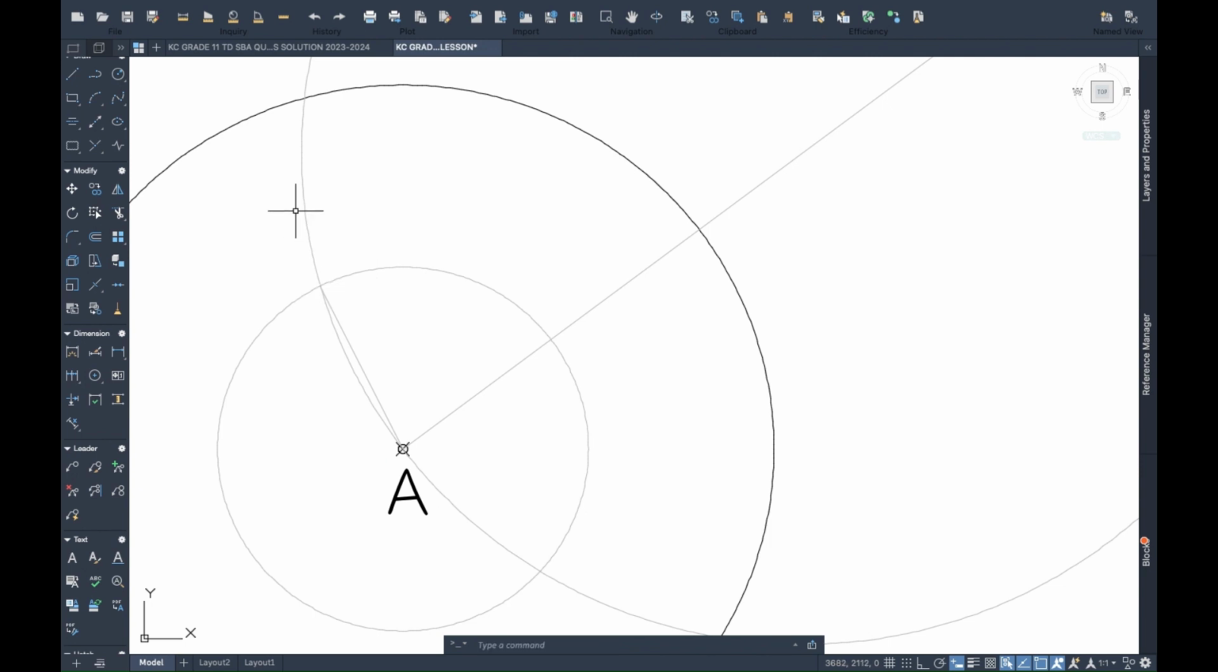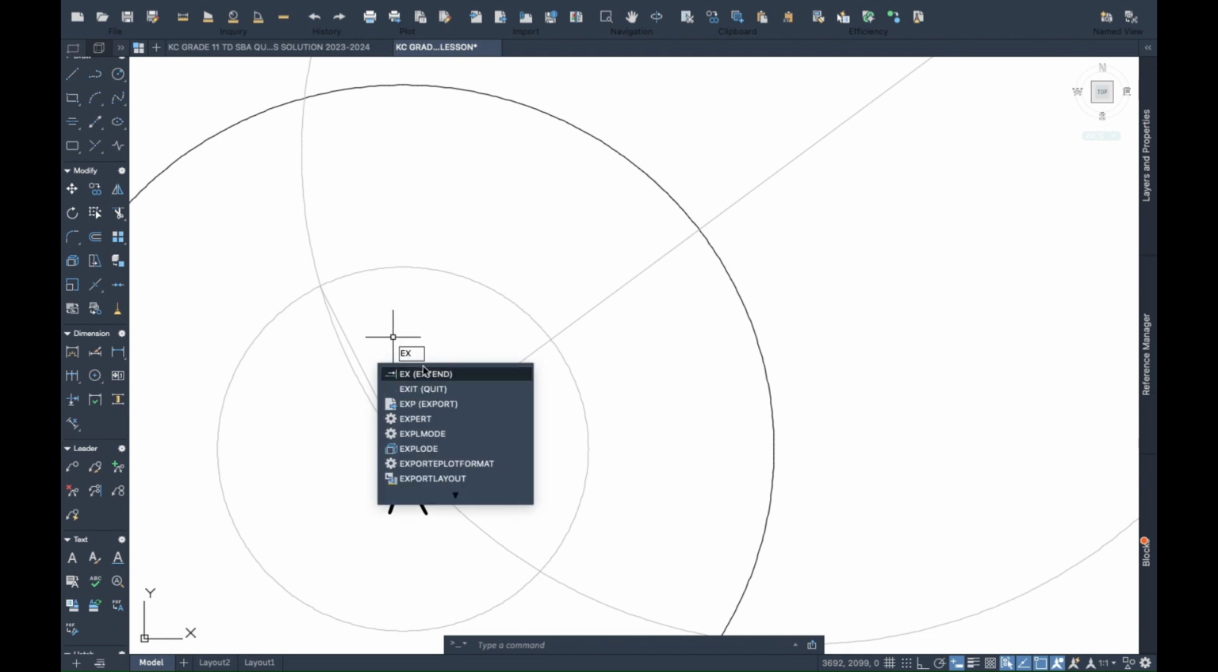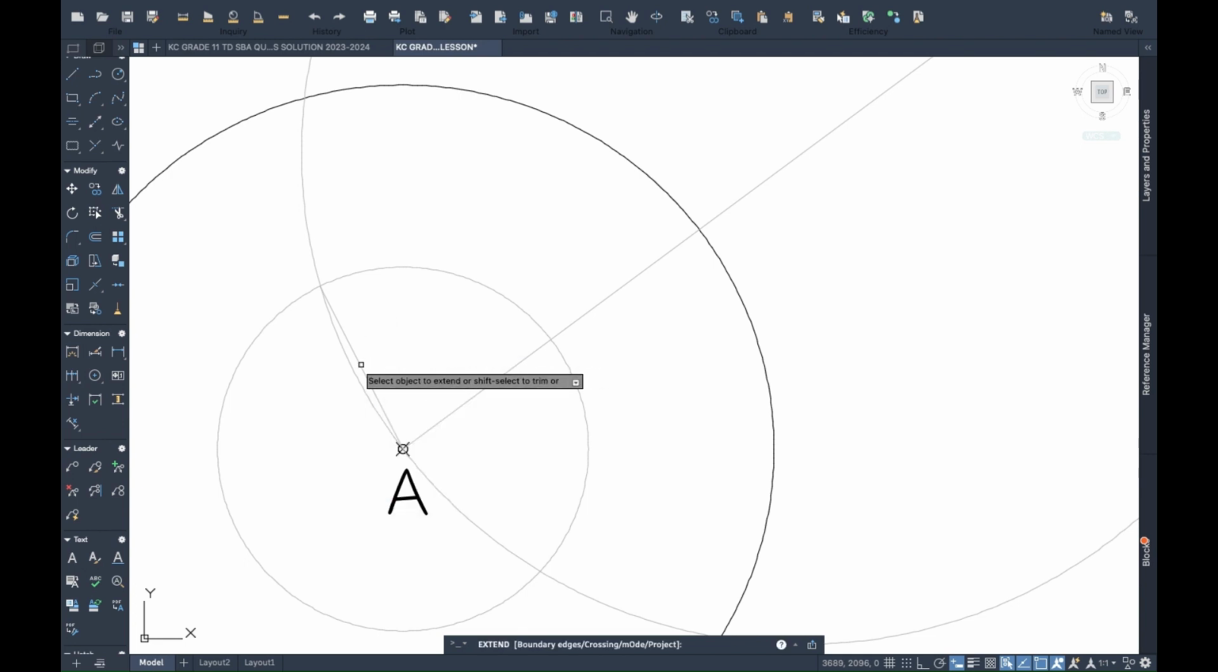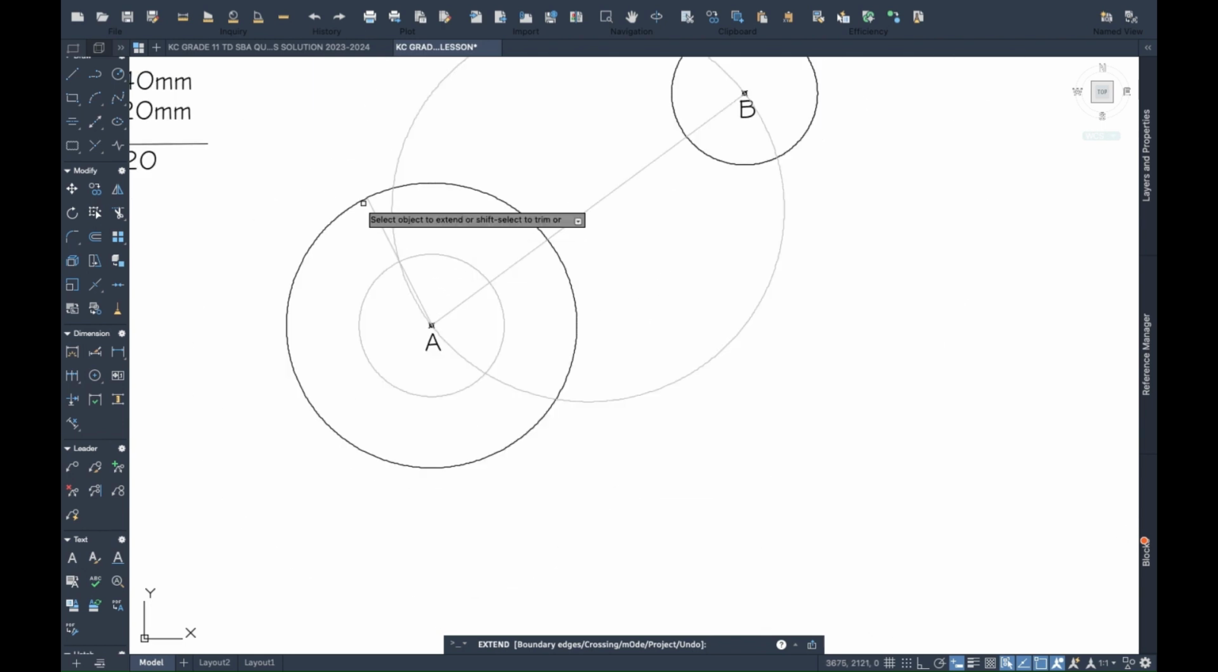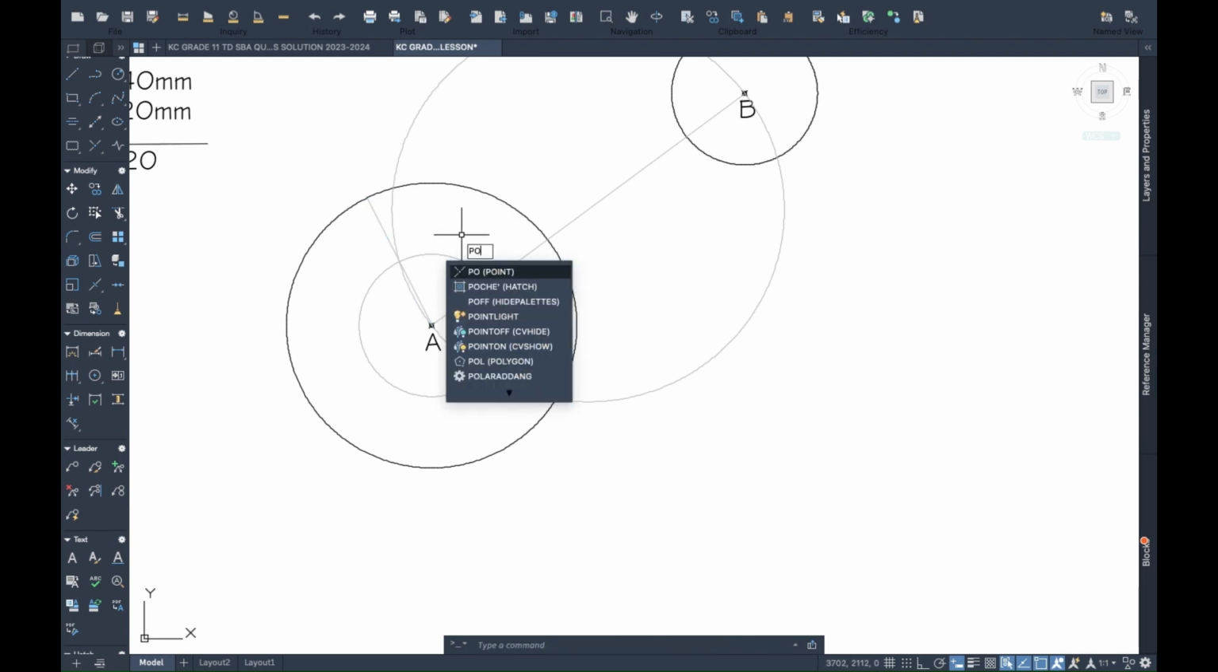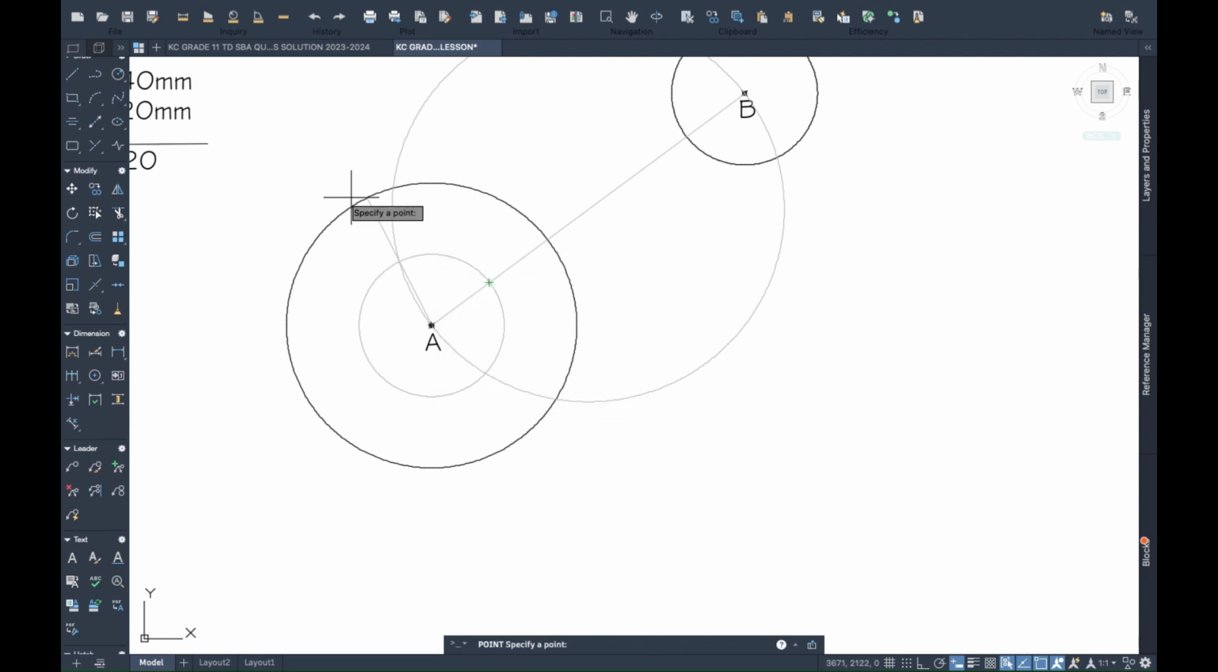So anywhere the circle cuts the midpoint circle right here, we're going to extend this. Now we're going to put the point right here, because this now is telling you that the tangent point will be at this exact spot on the outside circle. So we type point and we drop the point right there.